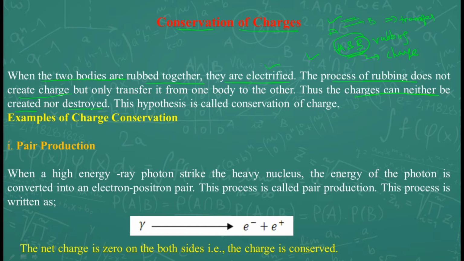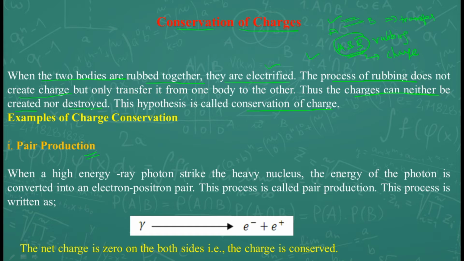That is called conservation of charge. Charge can neither be created nor destroyed. It is neither created, nor can it be destroyed. That is called conservation of charge. Then some of the examples: one is pair production.